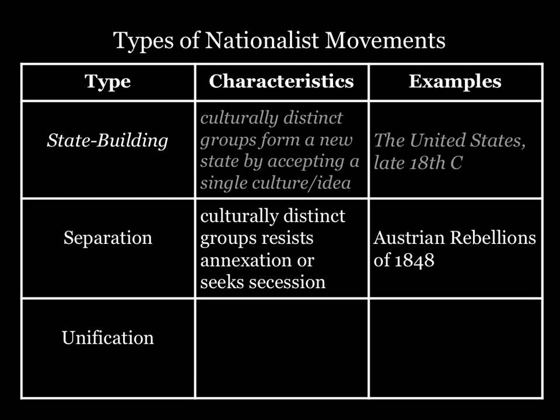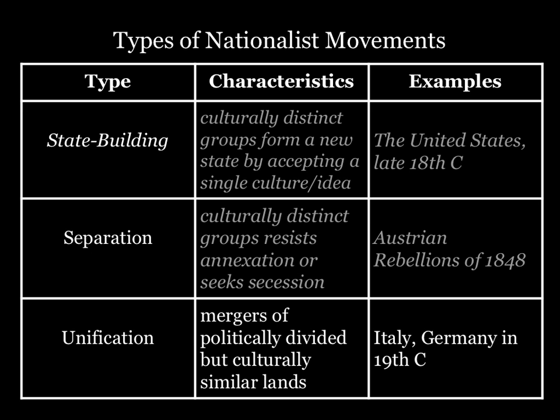Separation nationalism occurs when a culturally distinct group wants to break away from a larger group, or they seek to resist annexation by a larger group. We see this in the Austrian rebellions of 1848, when all of those ethnic groups, the Magyars and the Croats and the Serbs, wanted to break away from the Austro-Hungarian Empire. And finally, we have the unification kind of nationalism. These are mergers of politically divided but culturally similar lands. We see this especially during this time period in the unifications of both Italy and Germany.